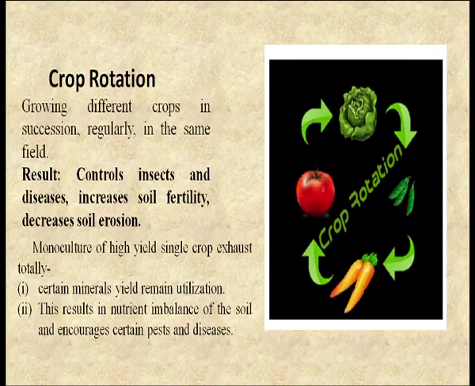Next is crop rotation. Growing different crops in succession regularly in the same field helps control insects and diseases, increases soil fertility, and decreases soil erosion. Monoculture of a high-yield single crop exhausts the soil totally. Certain minerals are utilized repeatedly. This results in nutrient imbalance of the soil and encourages certain pests and diseases.